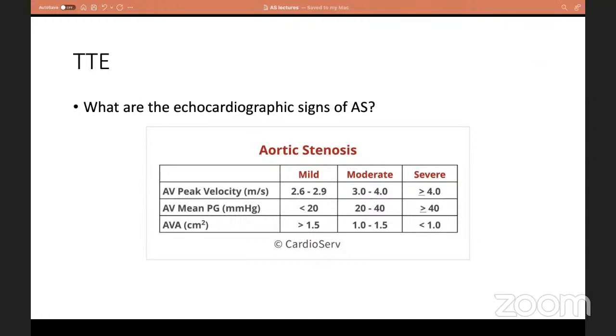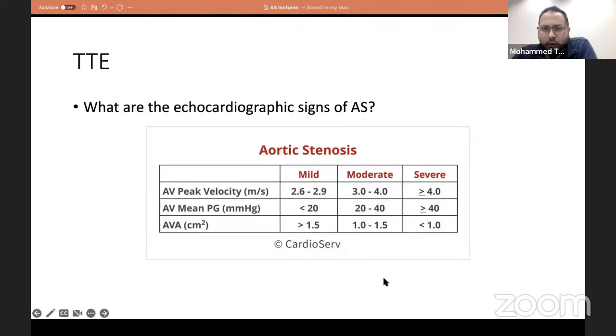In the guidelines, for most of the valves we have stages A, B, C and D. Right. So what is stage A? Those who are at risk for aortic stenosis. They usually have some sort of valve anatomy that just puts them at risk. And then B is progressive, C is severe asymptomatic, and then D is severe symptomatic.